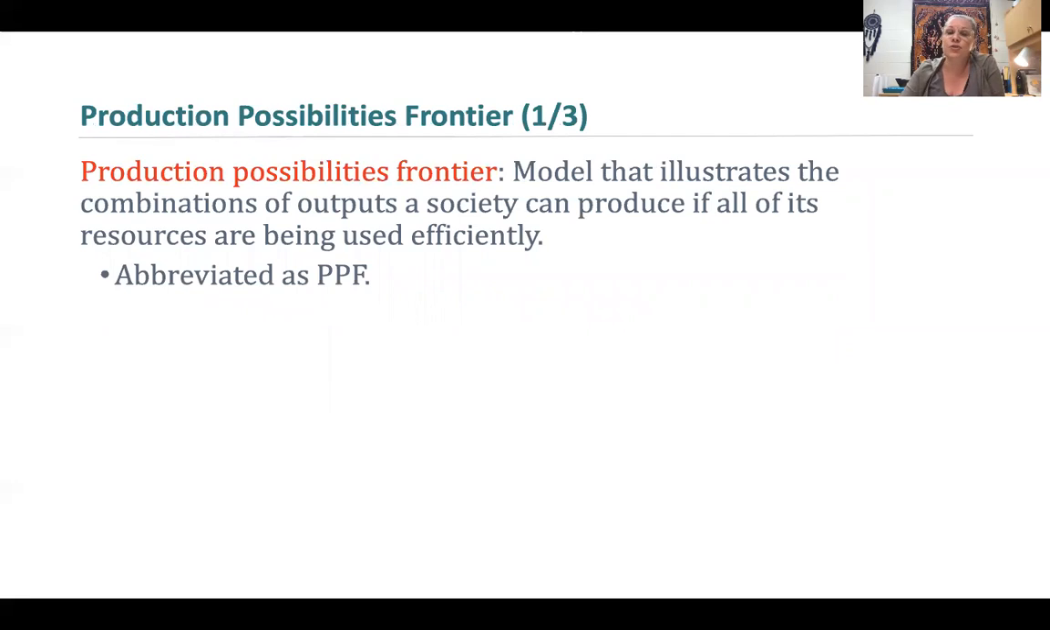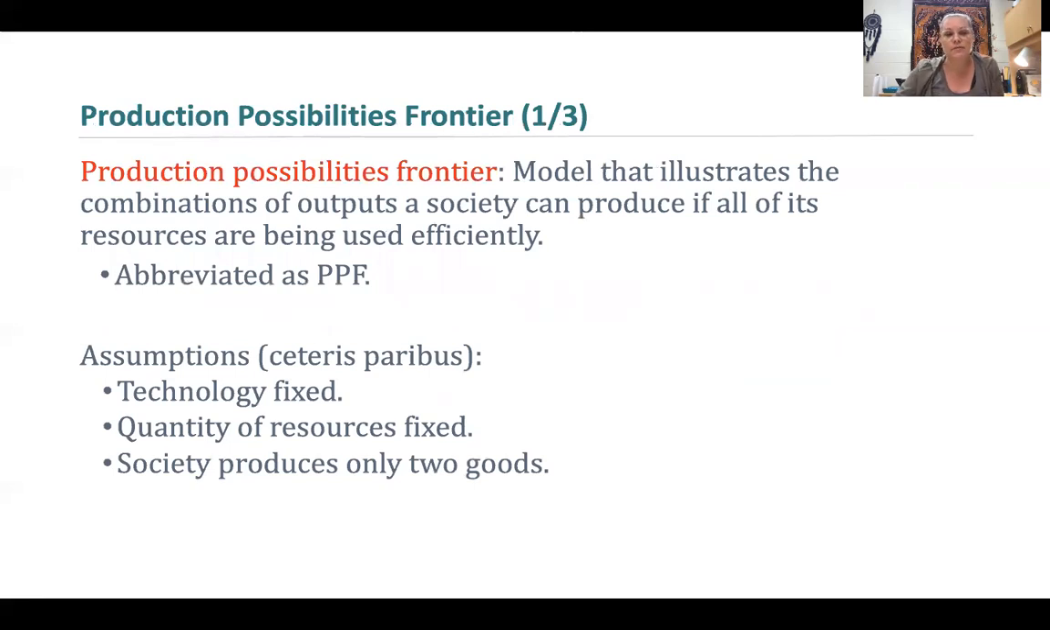This is where I'll introduce our first economic model, the Production Possibilities Frontier, or the PPF. This is a model that illustrates the combination of output that a society can produce if all of its resources are being used efficiently. The assumptions of this model are that technology is fixed. What that means is that we're going to assume that whatever technology we currently have is going to be static or unchanging in the model that we're looking at.